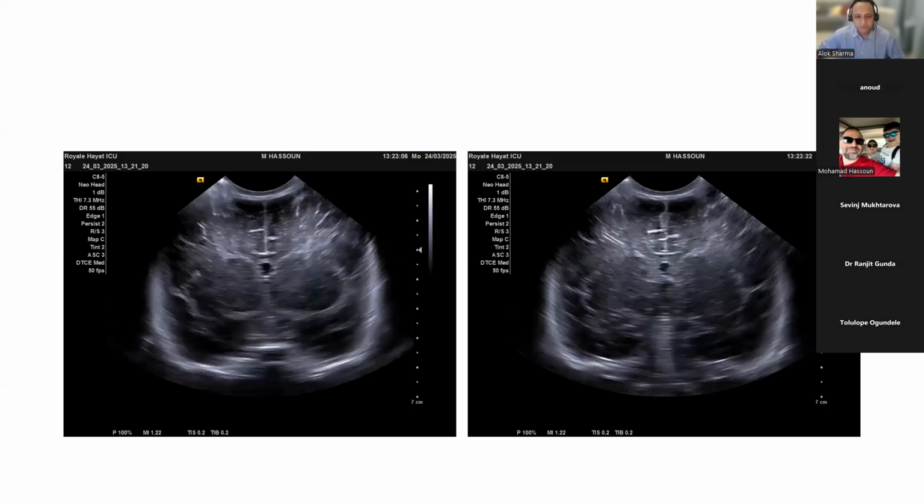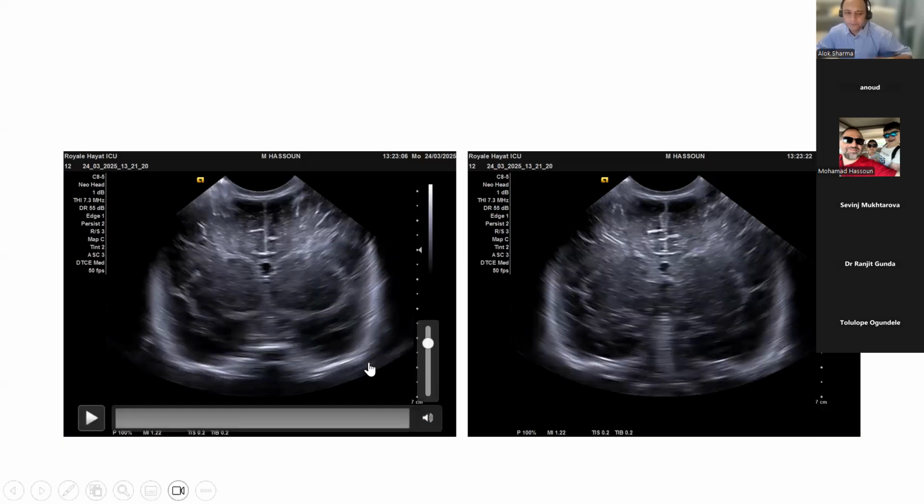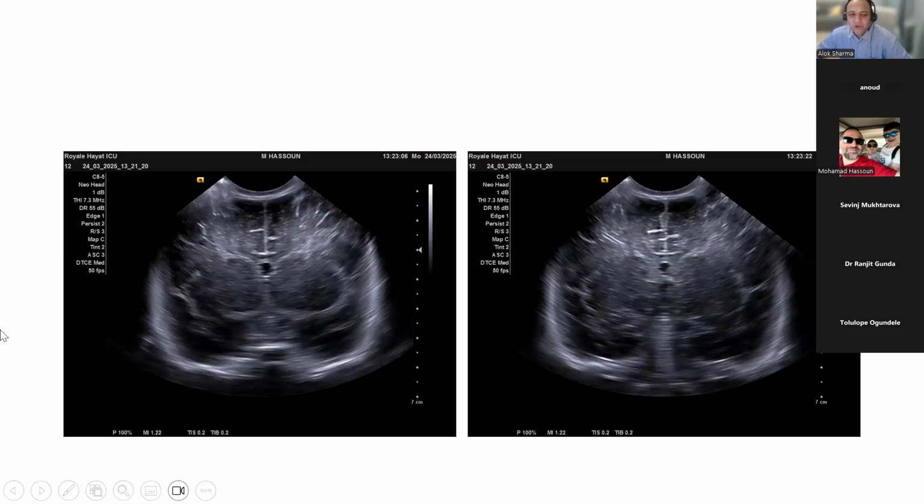At C3 I start to see the corpus callosum, lateral ventricle, and the septum pellucidum, cavum septum pellucidum. Here I don't see the third ventricle, if I'm right. You're right, you don't see it there, but in your next image you see it very nicely.